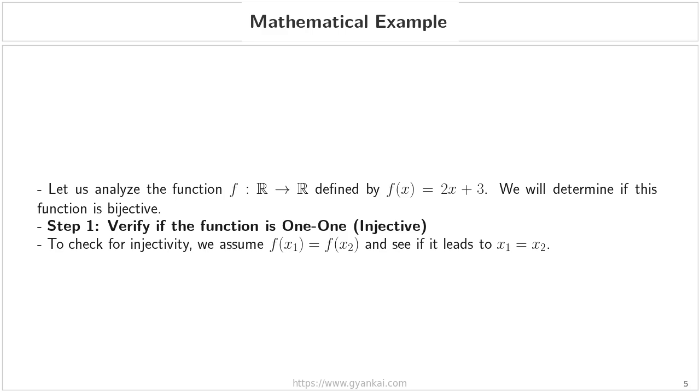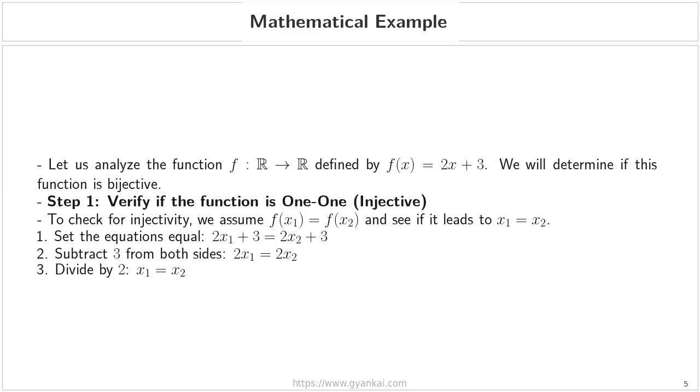That is, we assume f of x sub 1 equals f of x sub 2. Let's look at the algebra. By substituting our function, we set the equations equal. 2x sub 1 plus 3 equals 2x sub 2 plus 3.